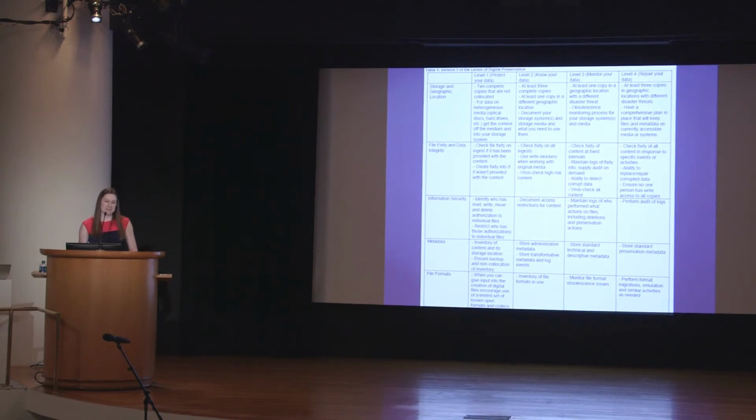I know this is hard to read. I don't expect you to read it all right now. But this chart offers guidelines for 4 levels of digital preservation actions that institutions should take, starting with what I'm calling the bare minimum guidelines at level 1, increasing to what is currently the best accepted practice in level 4.